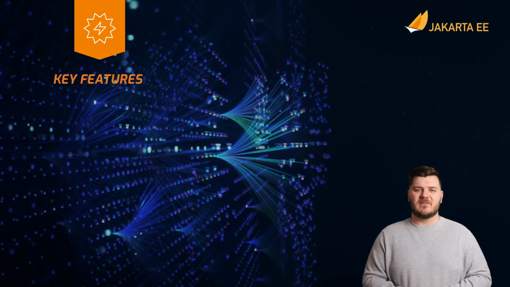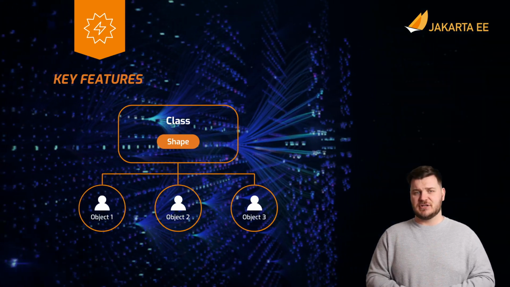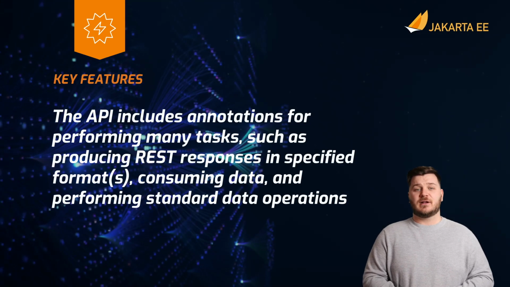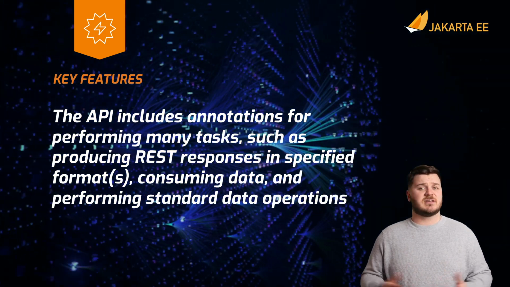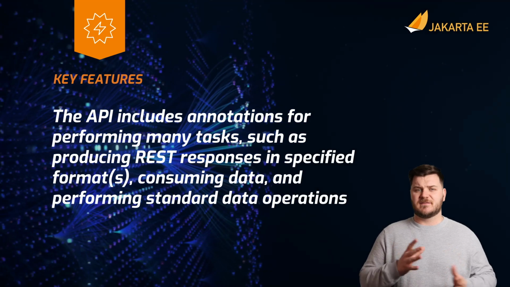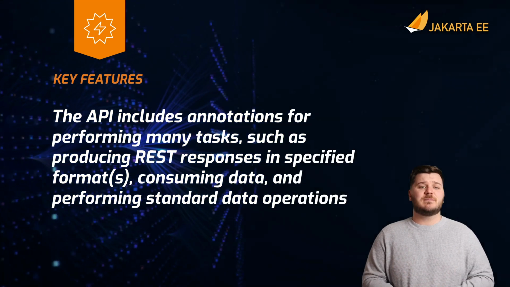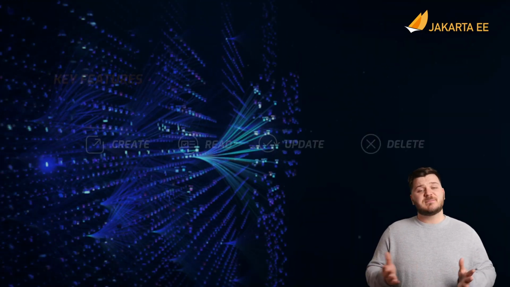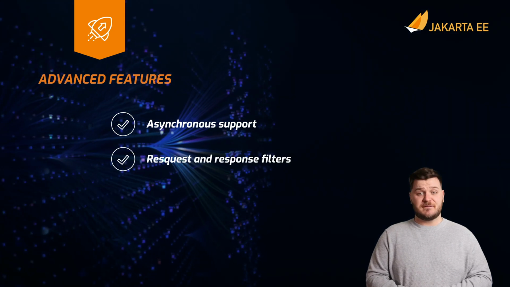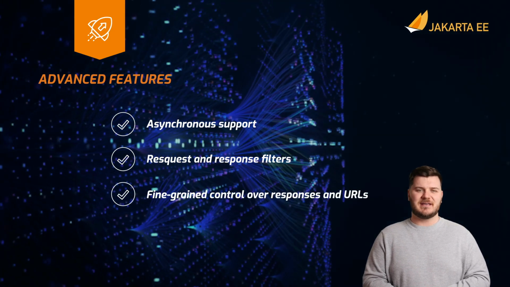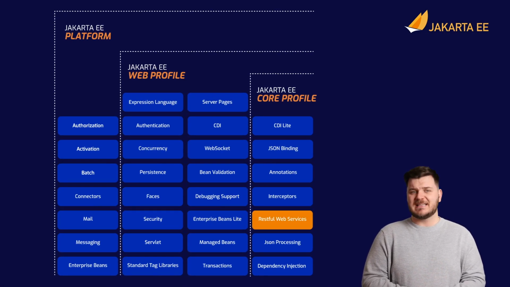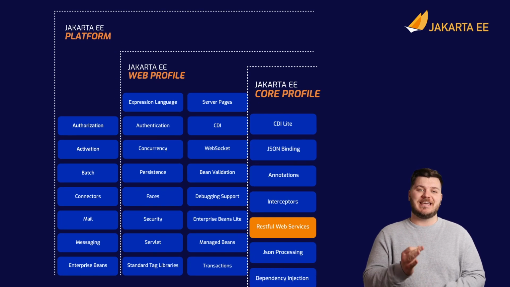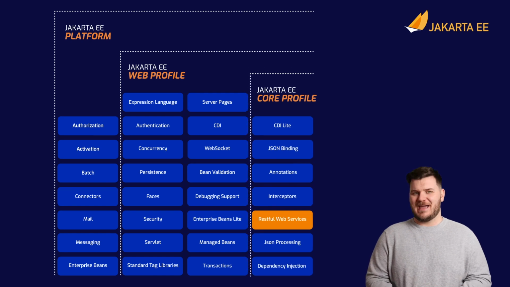Using the API, a web service can be developed by placing just a few annotations on a plain old Java object, also known as a POJO. The API includes annotations for performing many tasks, such as producing REST responses in specified formats, consuming data, and performing standard data operations such as create, read, update, and delete. The specification also includes advanced features for the development of robust REST APIs. Jakarta RESTful Web Services is a part of the Jakarta EE platform, Jakarta EE Web Profile, and Jakarta EE Core Profile without any extra dependencies.